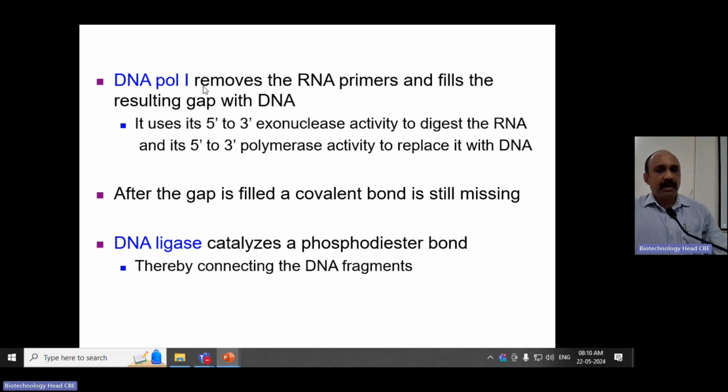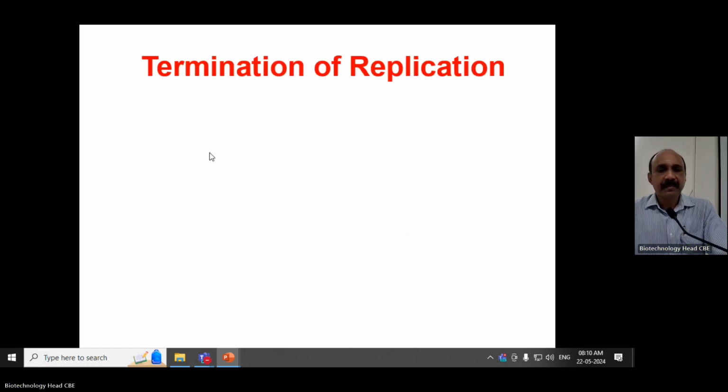DNA polymerase 1 removes the RNA primers and fills the gap in the DNA. It uses its 5' to 3' exonuclease activity to digest the RNA, and its 5' to 3' polymerase activity to replace it with DNA. After the gap is filled, a covalent bond is still missing between the two newly synthesized fragments, which is catalyzed by the DNA ligase, which joins them using phosphodiester bonds, thereby connecting the DNA fragments.